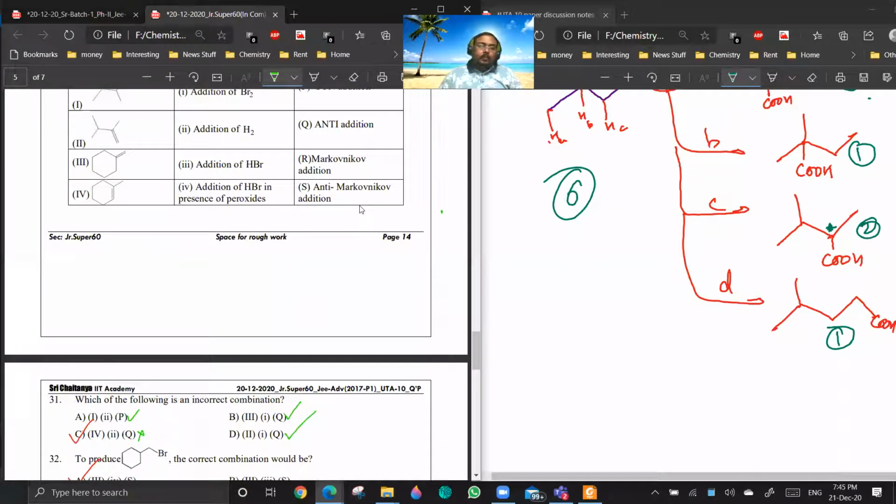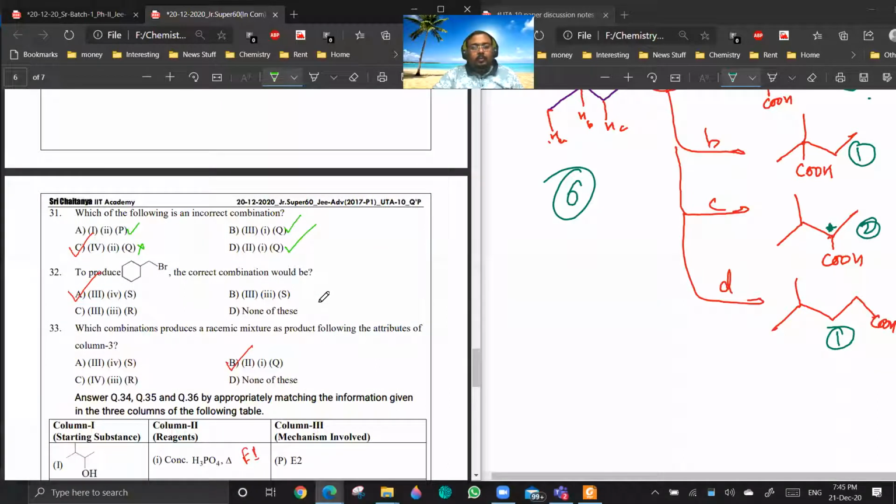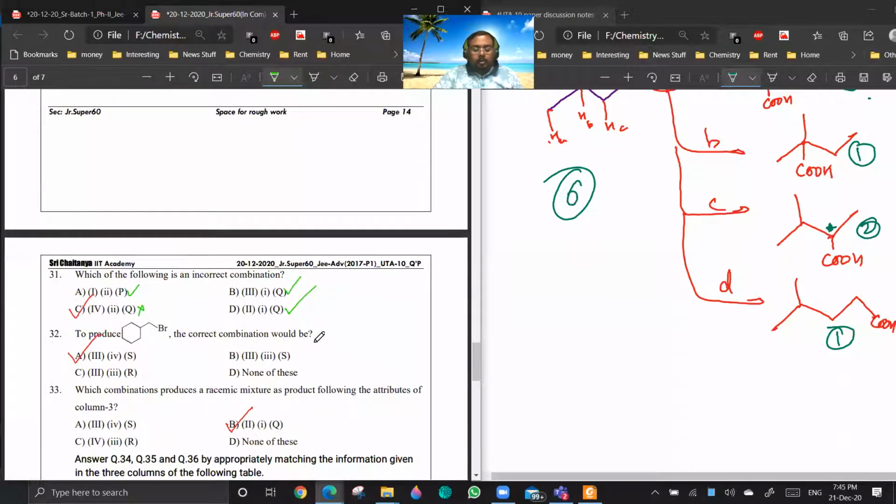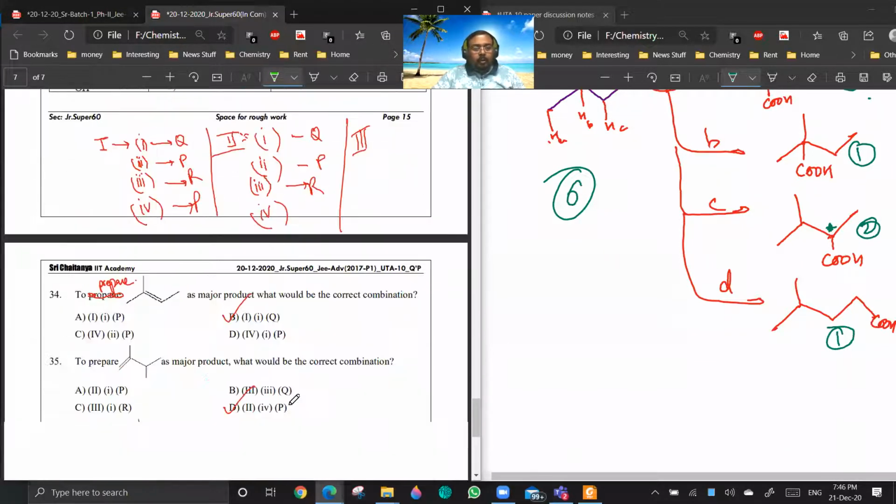Getting the point? Yes or no? In this case, it's better to evaluate option-wise. It will be faster, because each one is having all the 4 possibilities. So, any doubt in 31, 32, 33? No, sir. Okay. Then same in case of 34, 35, 36.